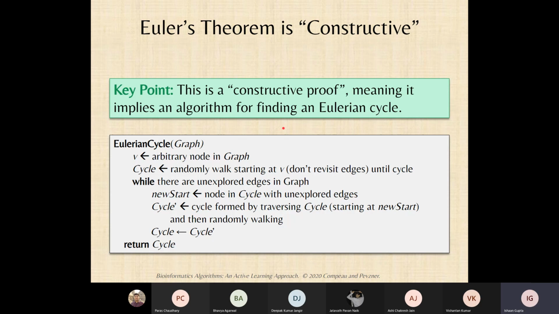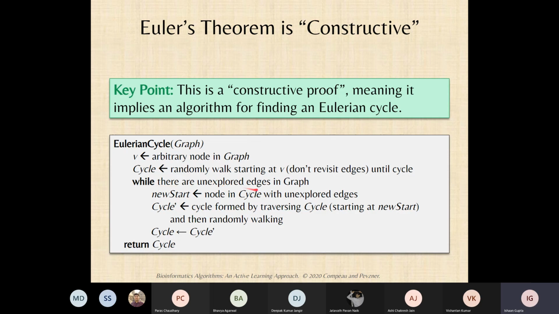So this is what's called a constructive proof, which essentially means that if you can come up with an algorithm to find the Eulerian cycle, then algorithmically you can solve the problem, so then the cycle exists. So how do you do it? You are given a graph. You start with an arbitrary node V in the graph. A cycle is basically a walk starting at V and visiting edges until you come back to the start.